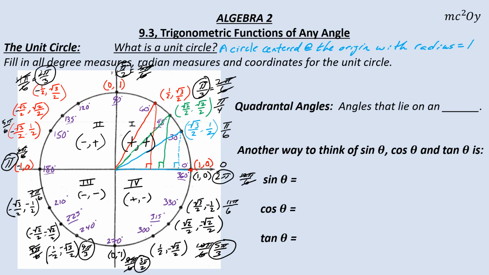You might be going, well, what about the pi's over 4s? Well, what about them? We have 1 pi over 4, 2 pi over 4. I'm not going to write it, but this one's 3 pi over 4. The reason I didn't write 2 pi over 4 is because it reduces to pi over 2.